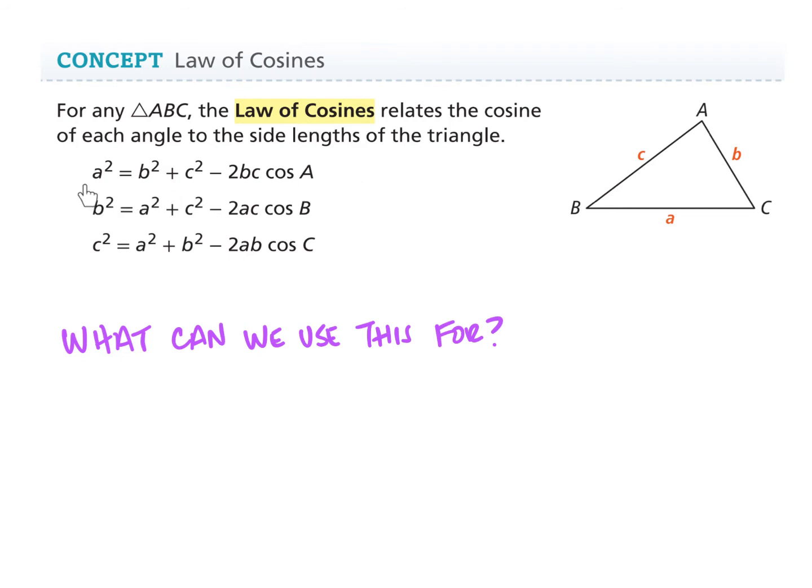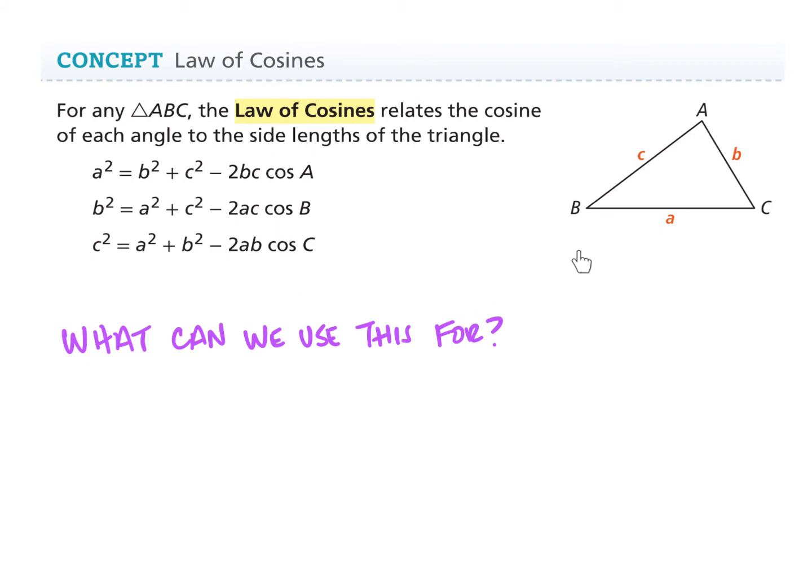There's a proof for why it works. I'm going to make this video a little bit shorter. I'm not going to do the proof in this video. I'll probably put a link up that has a proof of why the law of cosines works. But there is a proof that it always would work. But the question we want to ask is, what can we use this for? What can we use this law of cosines for? Why do we want to know it?